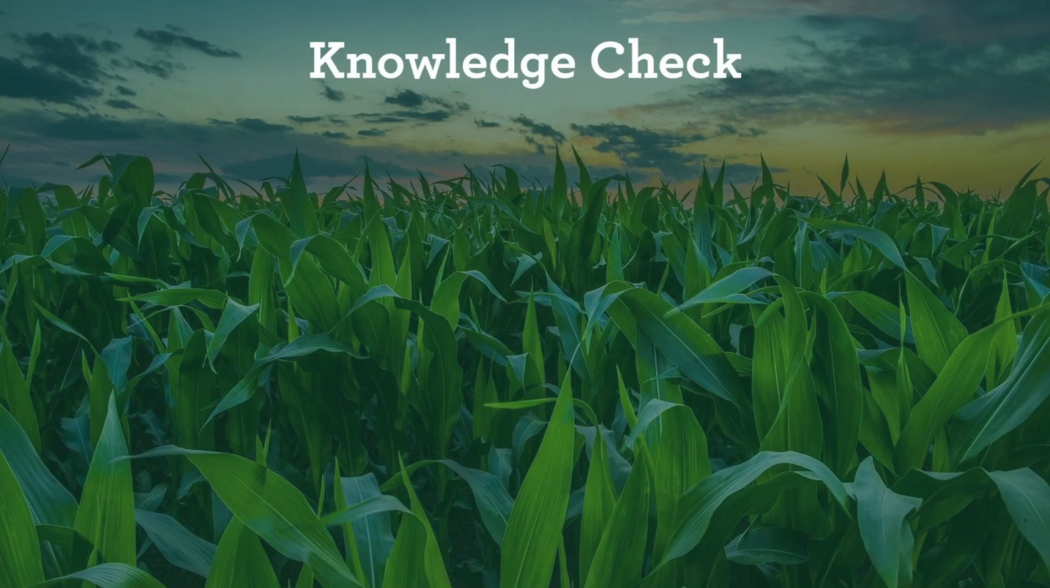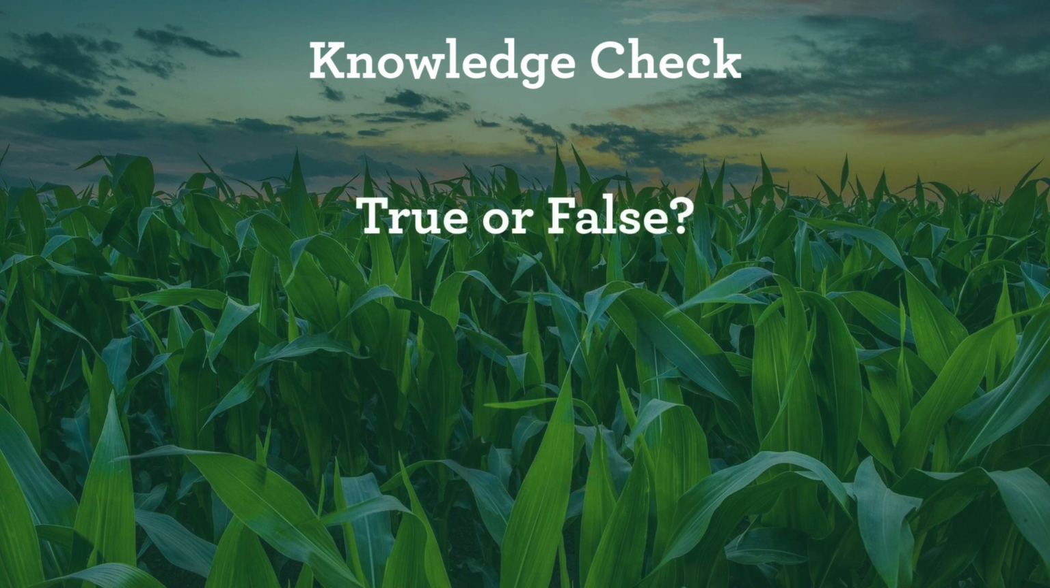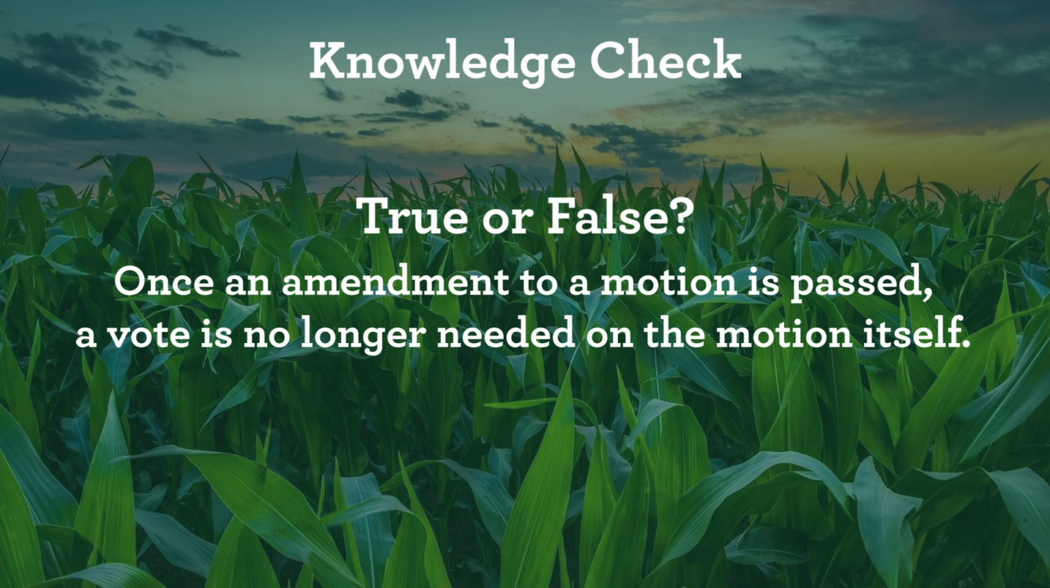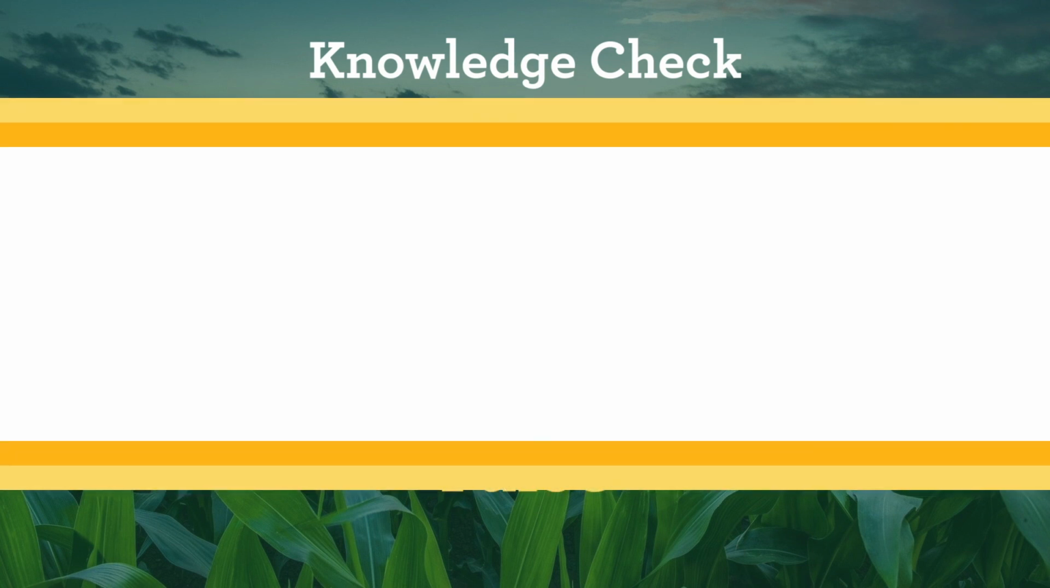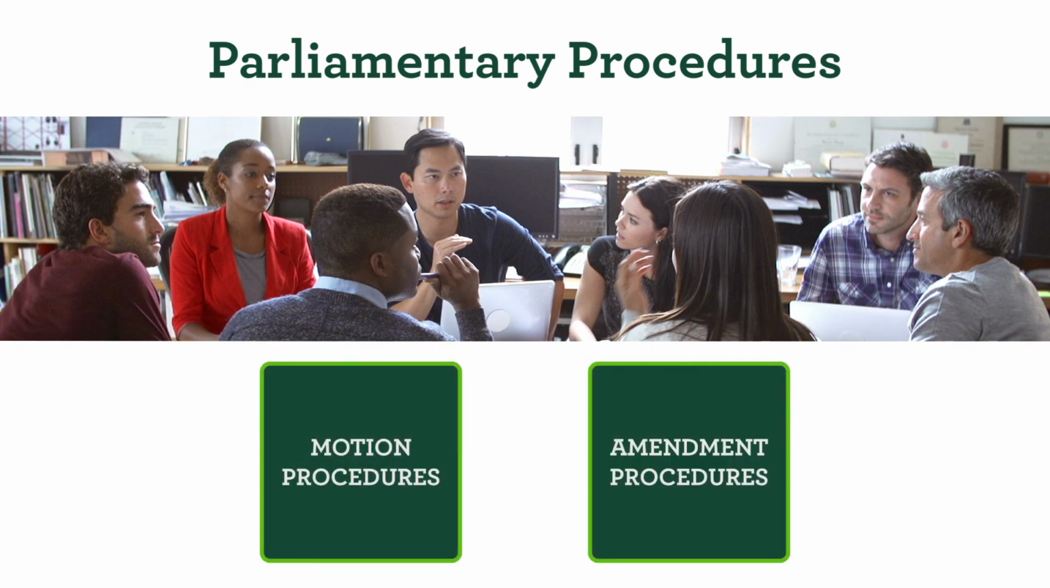Knowledge check. True or false? An amendment to a motion requires a vote. True. True or false? Once an amendment to a motion is passed, a vote is no longer needed on the motion itself. False. This is a commonly missed vote. Your two most important parliamentary procedure skill sets are making a motion and amending a motion. You can learn as you go with the remainder.